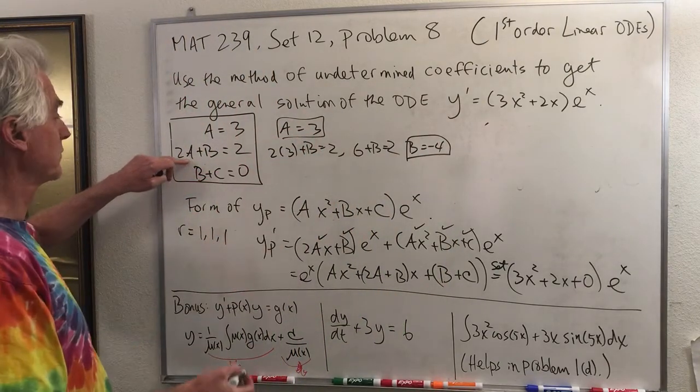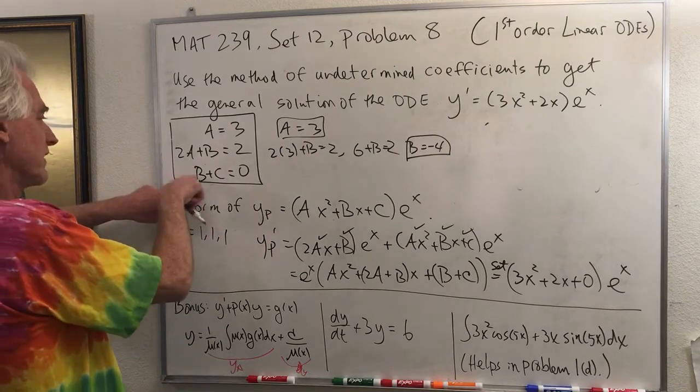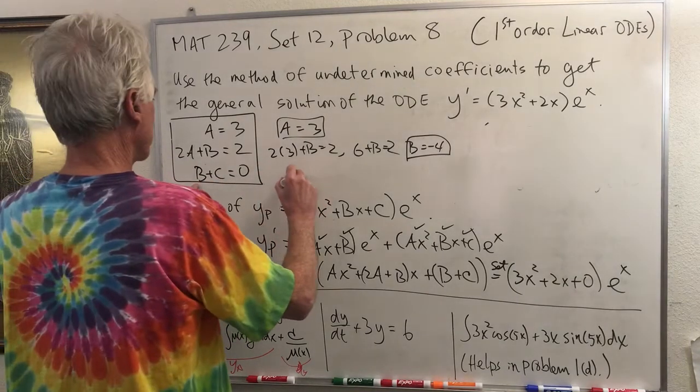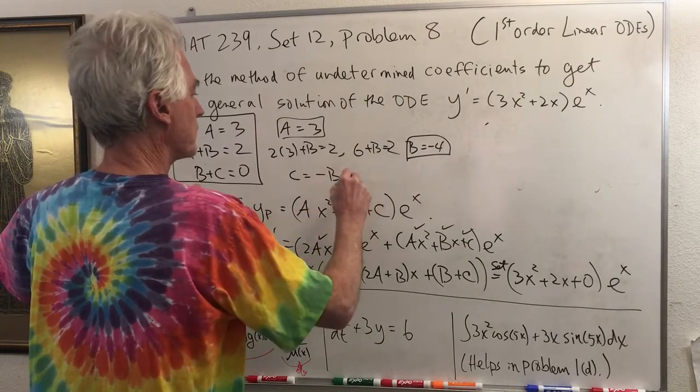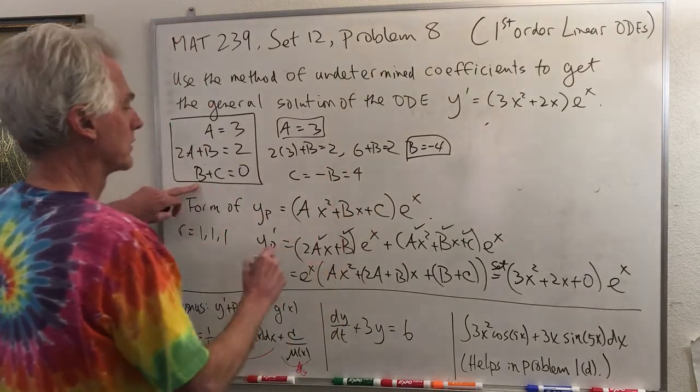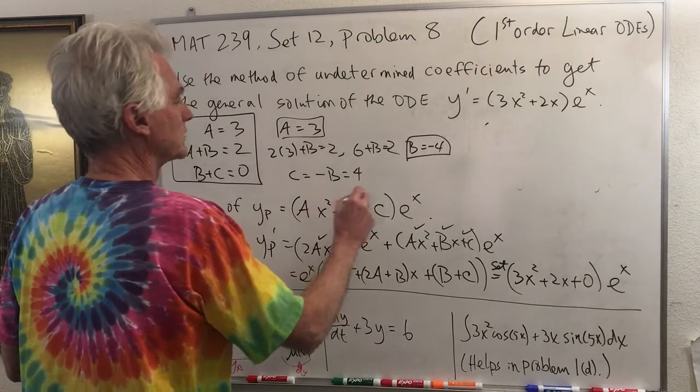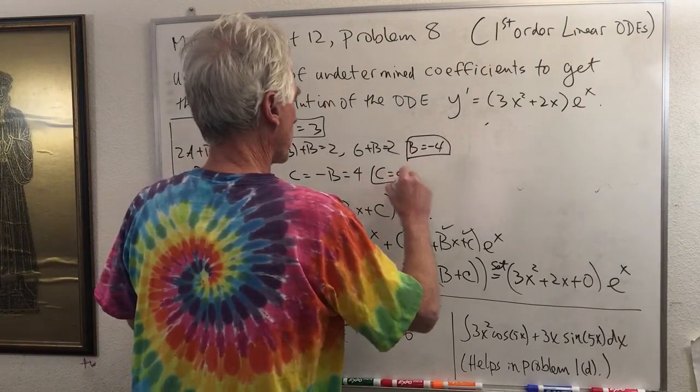Now I know a and b. I don't really need the a here, but I can now figure out what c is. C is negative b, which is going to be plus 4. All right? So c is 4.